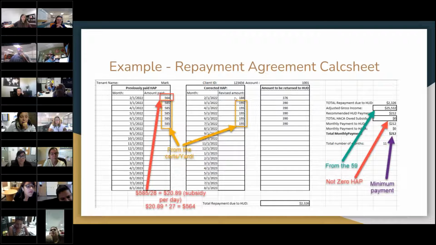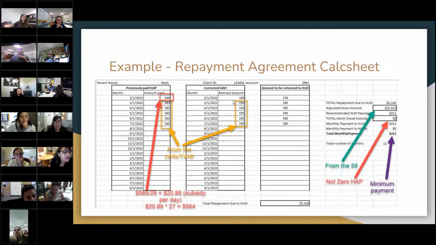Same calculation was done for the corrected HAP. I took the HAP amount, divided by the number of days in the month, then multiplied that by the number of days they were subsidized to get the total there. And this calculation sheet's going to do all the math for you. The amount to be returned to HUD is this column, and it sums it all up, and so 2,326 is the total here.